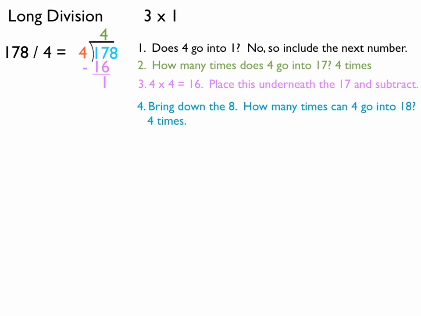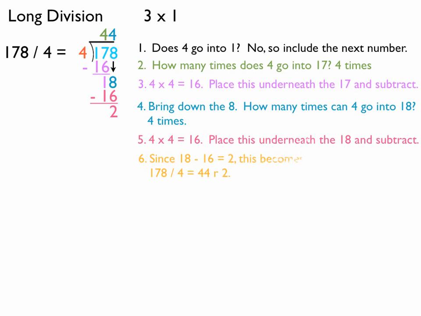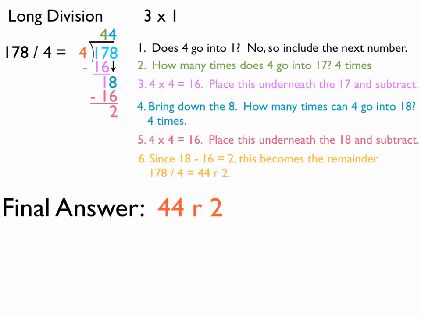So now the next thing you need to do is bring down the 8. Now it asks me, how many times can 4 go into 18? Well, again, 4 times. So I'm going to put a 4 right there above the 8. Again, 4 times 4 is equal to 16. I'm going to place this underneath the 18 and subtract. So 18 minus 16 is just equal to 2. And since there's nothing left to bring down, this is going to end up being your remainder. So my final answer for 178 divided by 4 is 44, remainder 2.